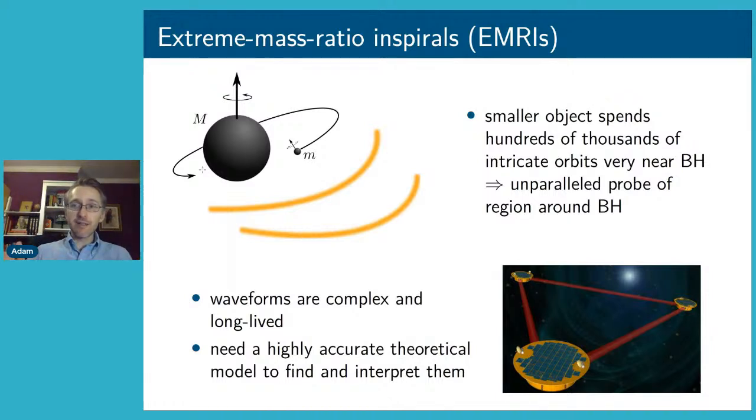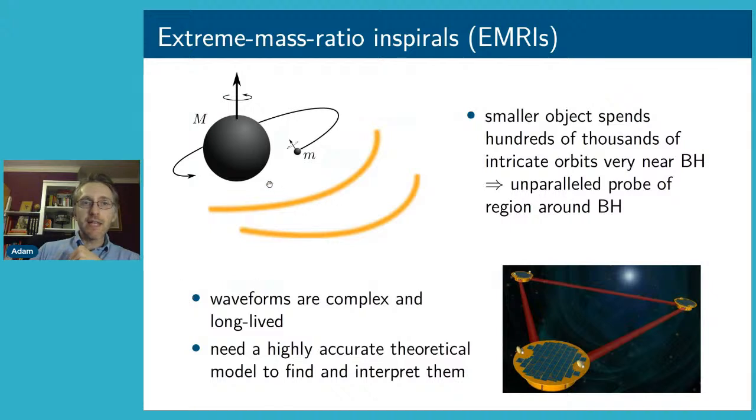And because it's lasting for years in hundreds of thousands of orbits, and because the orbits are very complex, the waveforms that come out are very, very complicated and contain a lot of information in them. And these systems are going to be detected by LISA. And as I said, we need theoretical models telling us what a waveform is supposed to look like, and also, given a waveform, what created it.